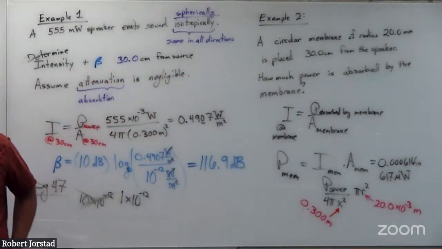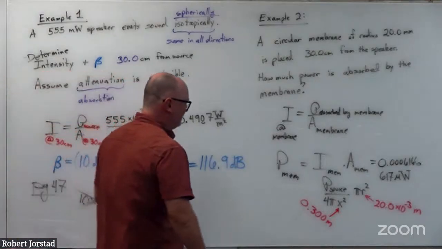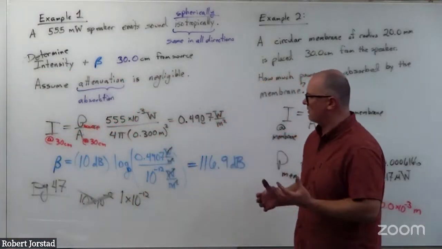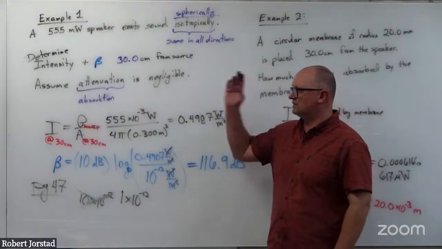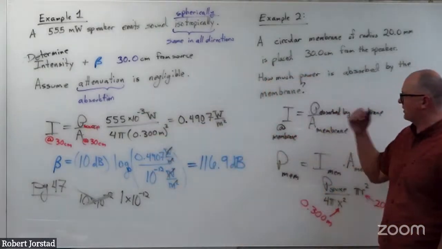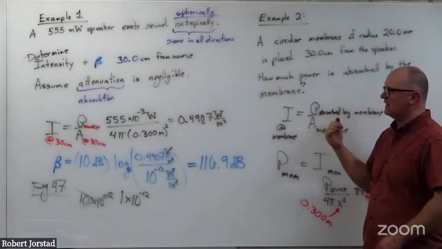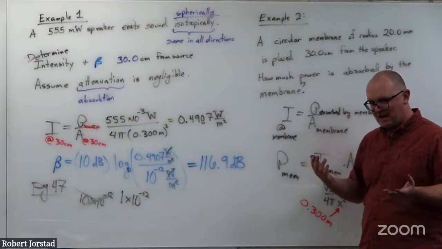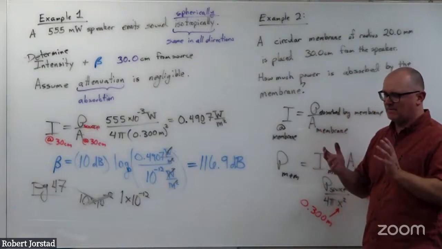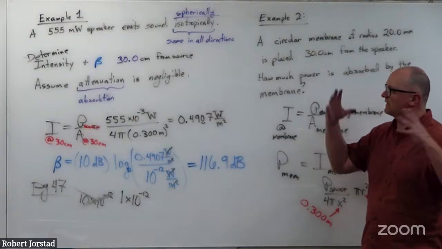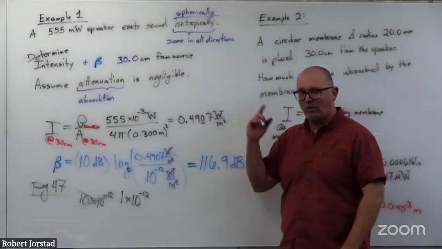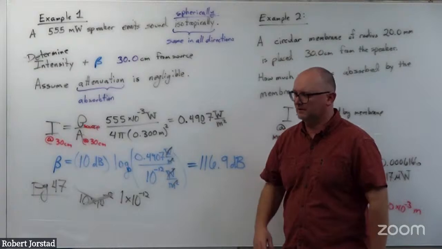All right, I know you can stop this video now, but just really focus. Pay close attention to whether you should use the source power or if you're looking for the power absorbed by something. They both use the equation I equals P over A, but you have to think carefully about the area used. And when we're doing spherical emission, remember it's 4 pi r squared, not pi r squared. Those are the most common mistakes.